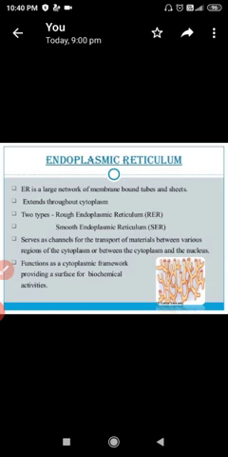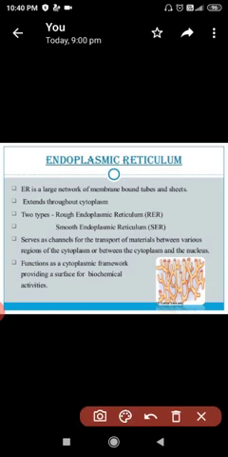And if we just go for the types of this ER, there are two types of ER. One is known as RER, whereas another is known as SER. RER means rough endoplasmic reticulum, whereas SER is smooth endoplasmic reticulum. If we just talk about their functions, so why they are different.